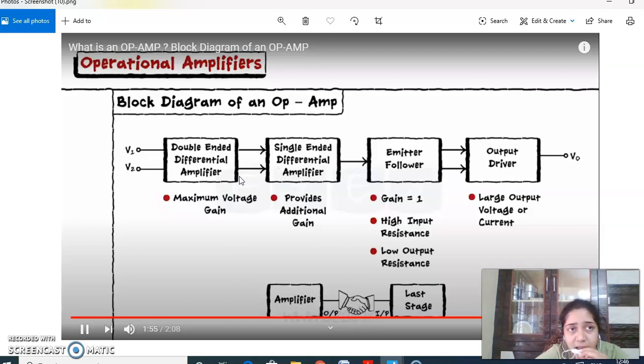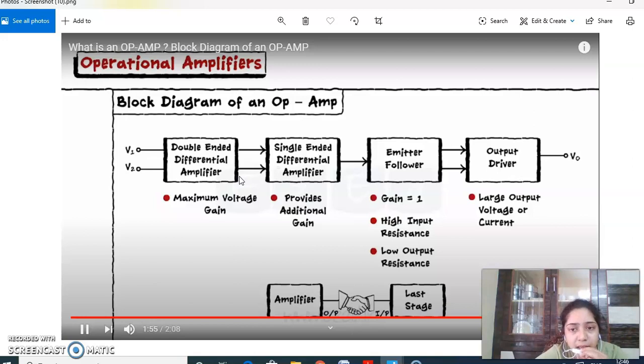We never design an ideal op-amp, right? But these are the characteristics of an op-amp. We never see the ideal person in our real life, right? Those are the qualities. We have some qualities for the ideal person, but we never see the ideal person in our daily life, right? Next, after the single-ended differential amplifier, the output is applied to the emitter follower.